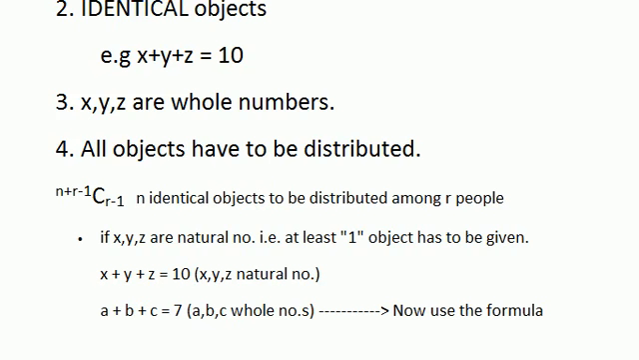Since we have already given one chocolate to each child, now we are free of this limitation, but at the same time we are also left with only 7 chocolates. So the equation x plus y plus z equal to 10 can be converted into another equation which has variables a, b, c which belong to the whole number category. So now use the formula for this equation. So the answer will be 7 plus 3 minus 1 C 3 minus 1, that is 9C2.